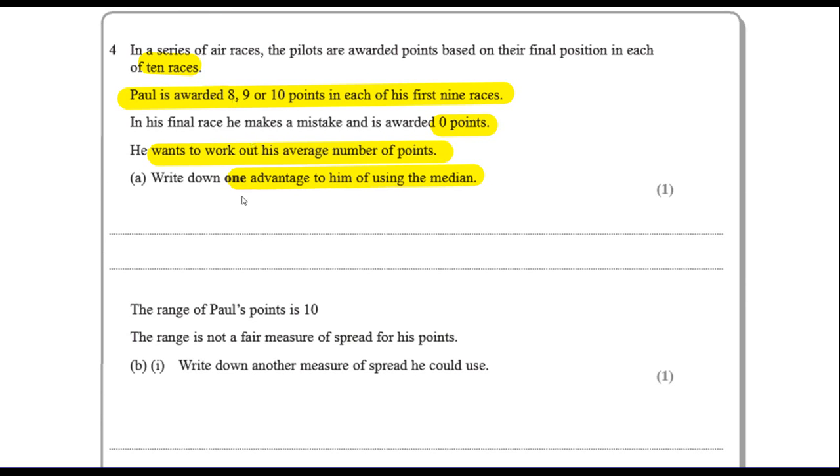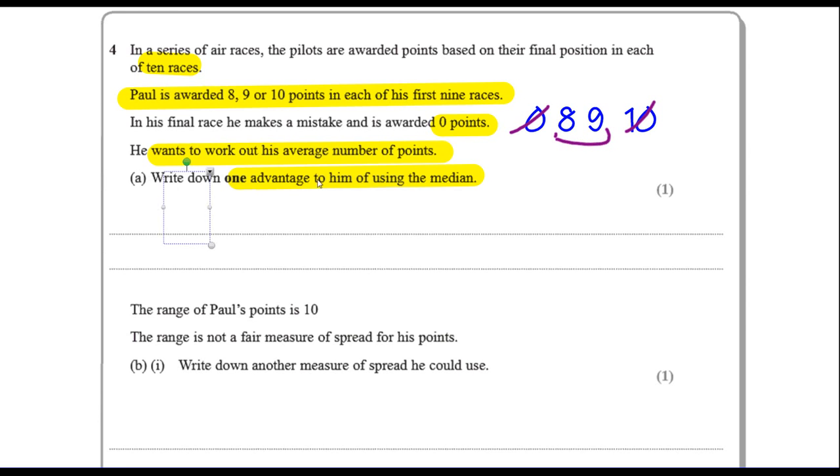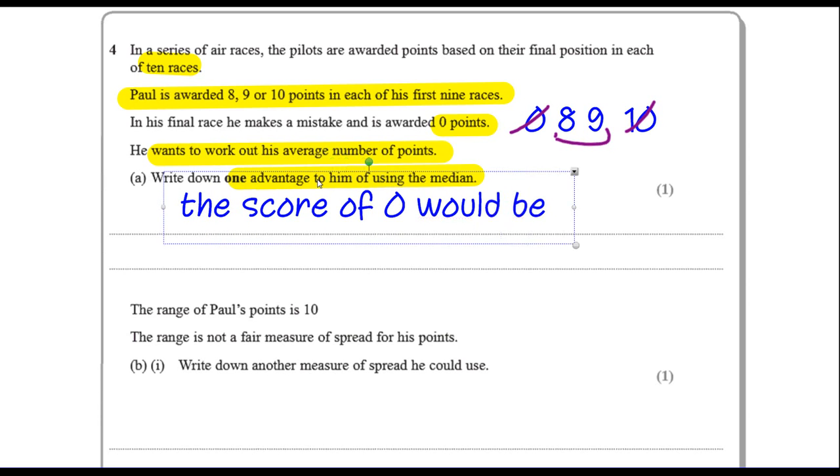Ooh, well, if he uses the median, 0 won't come into it, will it? Because your numbers would be ordered 0, 8, 9, 10, and you would just find the middle of those numbers. So it would be the middle of 8 and 9. So that's an advantage for him. The score of 0 would be ignored. So he's got to be pleased about that, surely.